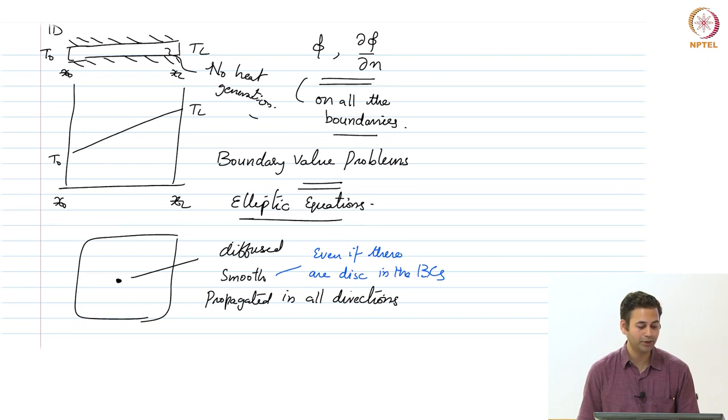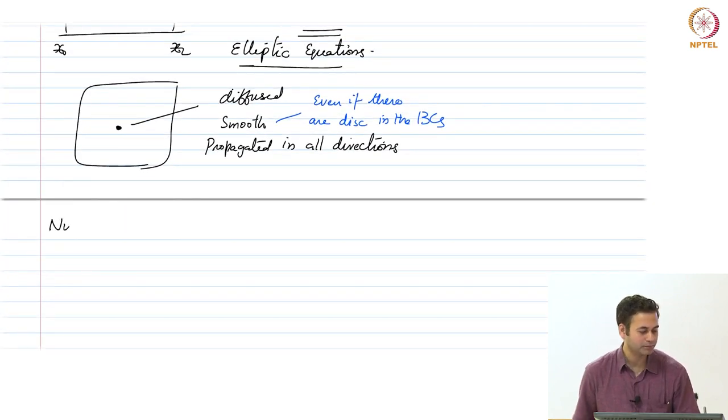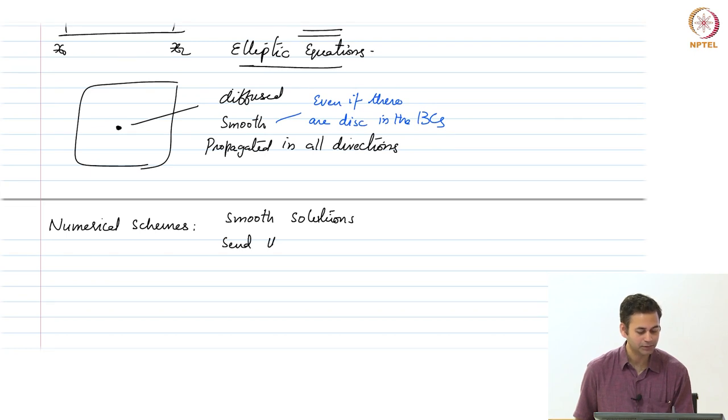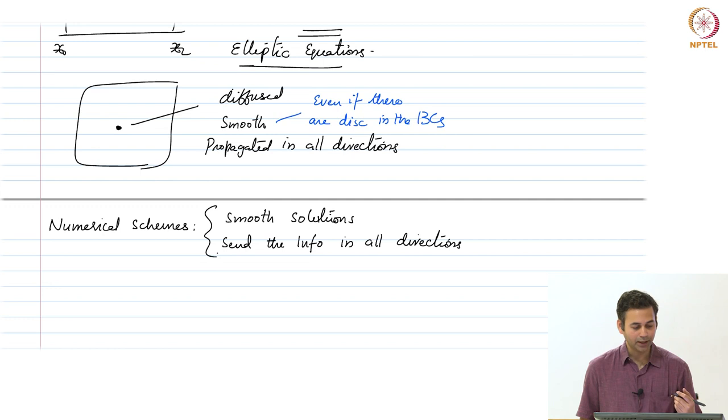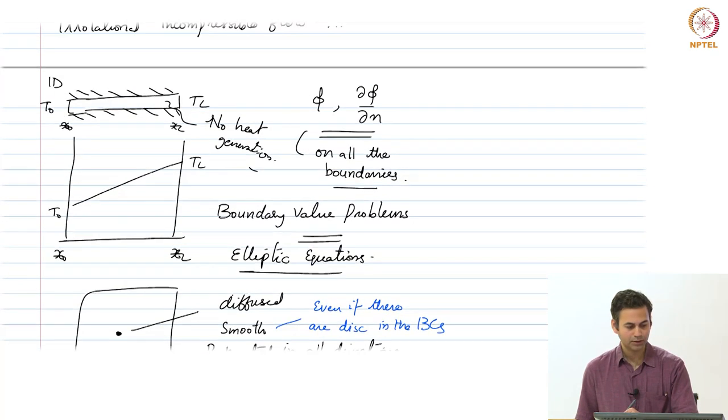Now, this is a very convenient thing when devising numerical methods to solve elliptic problems. That means the numerical methods that you devise have to take this into account: the numerical schemes that you want to use have to be such that they produce these smooth solutions, and also they should be able to send the information in all directions. If you have a numerical scheme that doesn't satisfy these things, then the solutions you're going to get out of the elliptic solution would not be correct. So that is why we are learning the physical classification of these problems, so that we can devise better numerical schemes for our solution methods. So these are the insights from an elliptic equation.